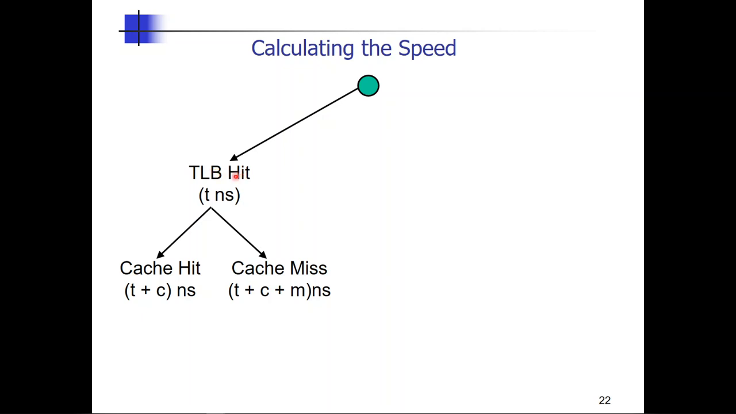If we do have a hit in the TLB, then the access time is going to be T nanoseconds. Once we go through the TLB, we have a physical address. With that physical address, we try to access the cache. The cache access time is listed as C. So in this case, we have T plus C nanoseconds in that particular tree path. After a hit, we could miss in the cache. In that case, we are going to need the T from the TLB hit, C because we spent time looking for things in the cache and we missed it, and M because we are going to need to access the memory.